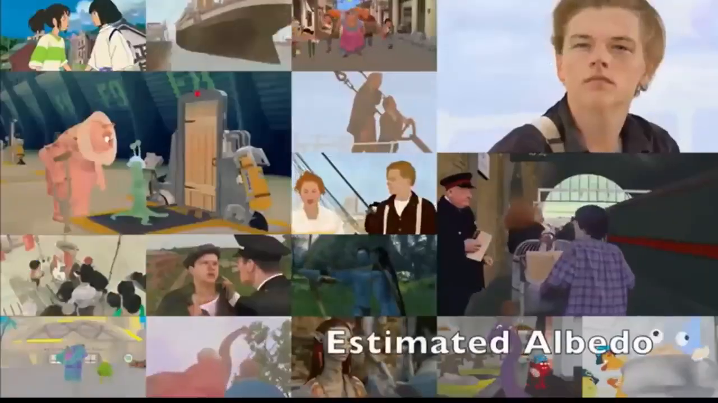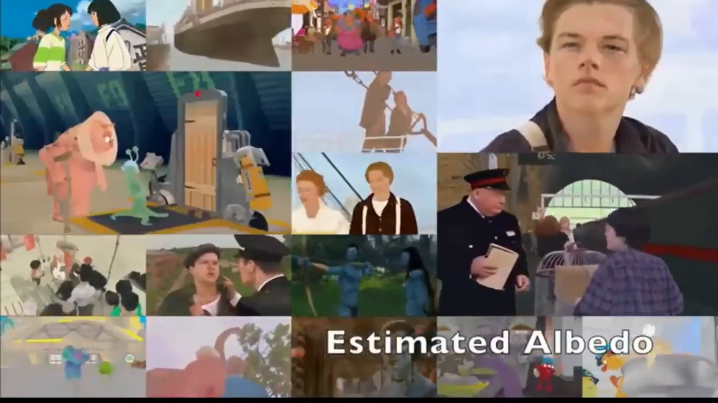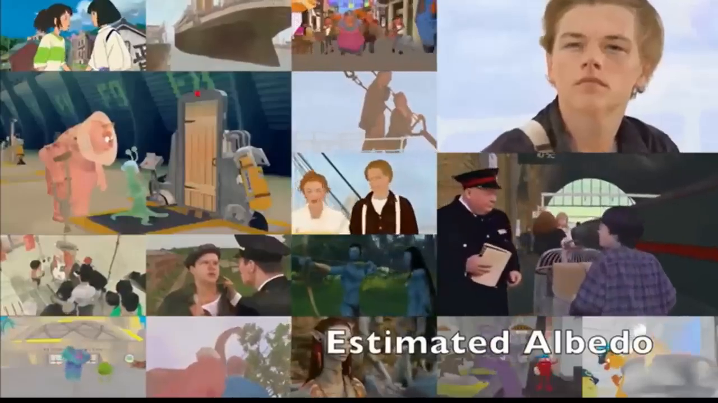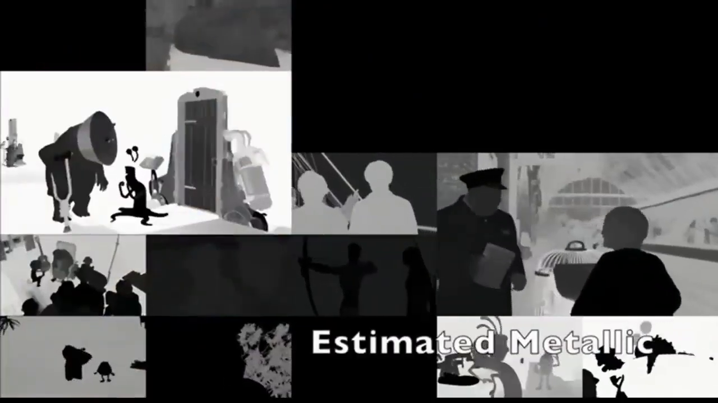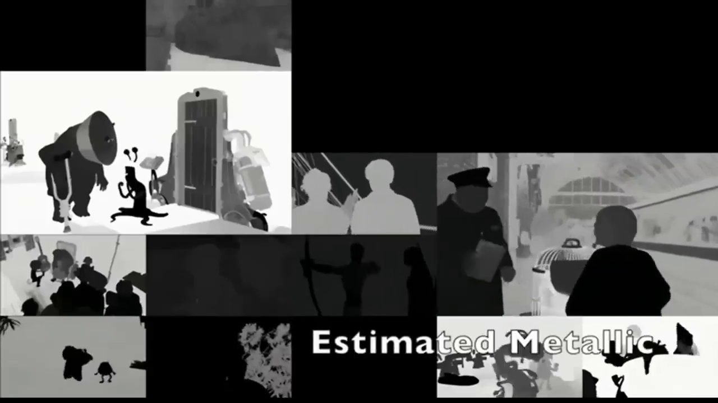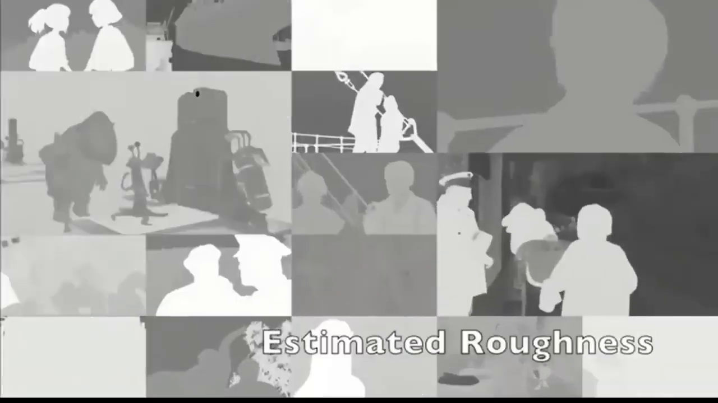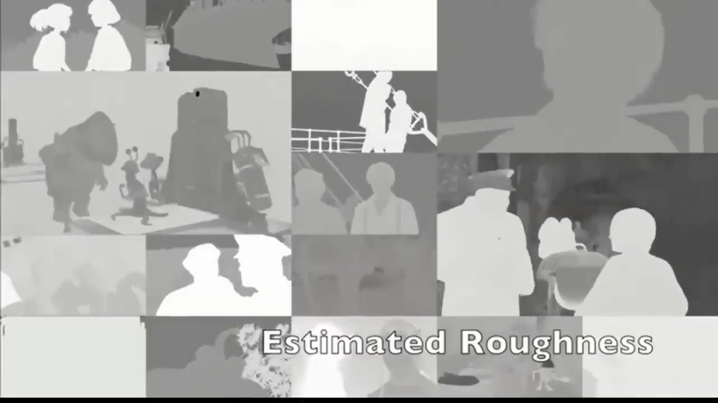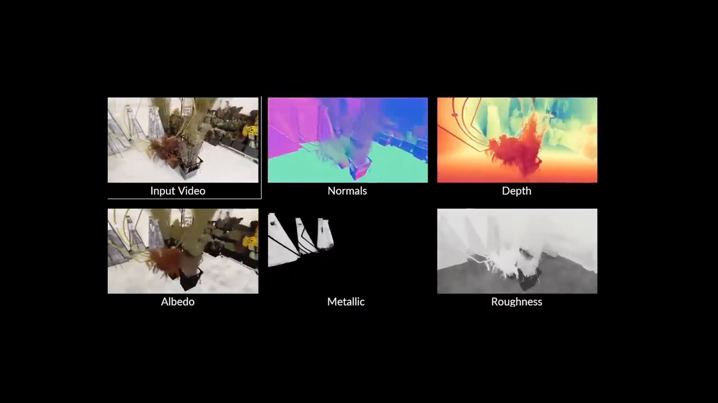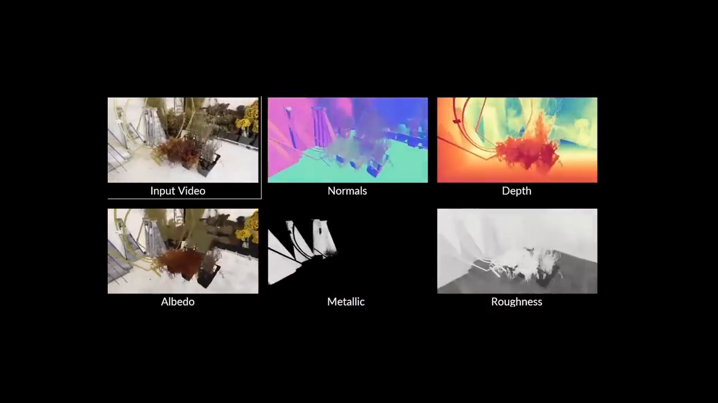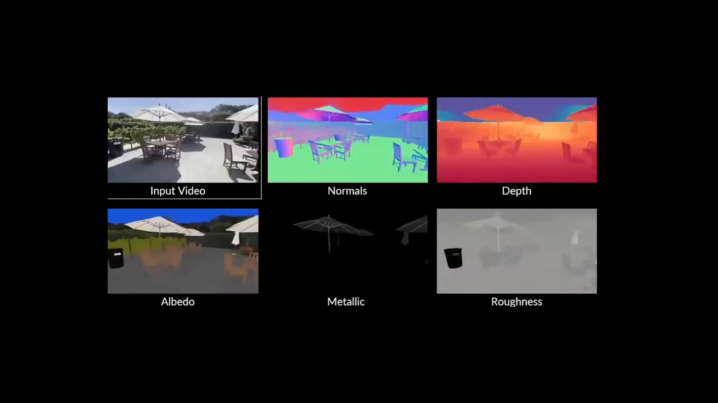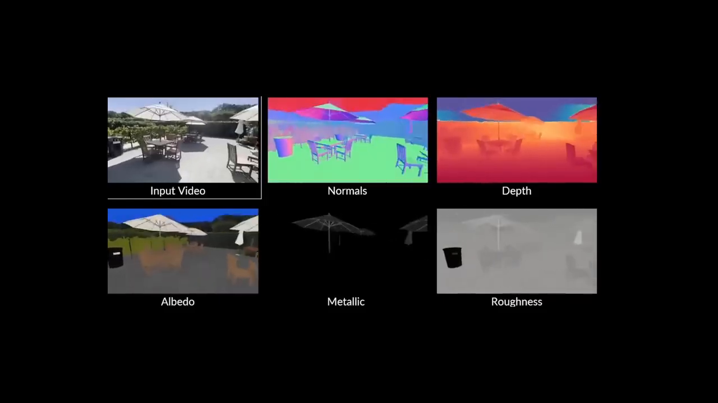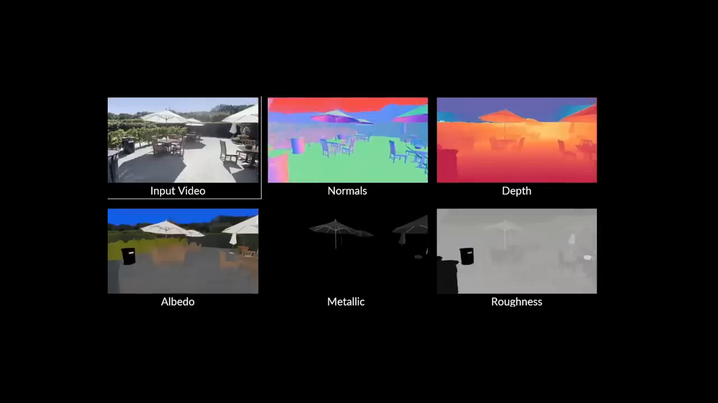And it also calculates the albedo, which is basically the base color of the object, without any shading or lighting applied. Plus, it also estimates the metallic properties of the objects, or basically how reflective the object is. And then it also estimates the roughness of the object. So here are some more examples of this in action. You can see on the top left is the input video, and it can estimate all these properties from the video. Here's yet another example. Even though the scene is pretty complex with a lot of objects, it's able to handle this very well.